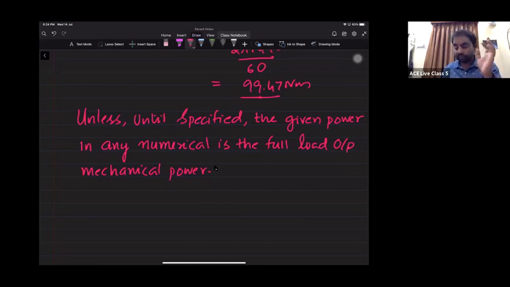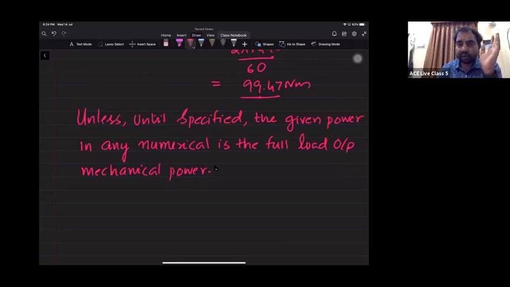Please remember, in most of the numericals, the rotor copper losses will not be given. But it doesn't mean that we have to neglect the rotor copper losses. When the rotor copper losses are not given, you have to use that relation: rotor input, rotor losses, rotor output is equal to 1 is to S is to 1 minus S. Using that relation, you have to calculate the output. Unless and until specified, you cannot neglect the rotor losses. At least you have to consider the rotor copper losses.